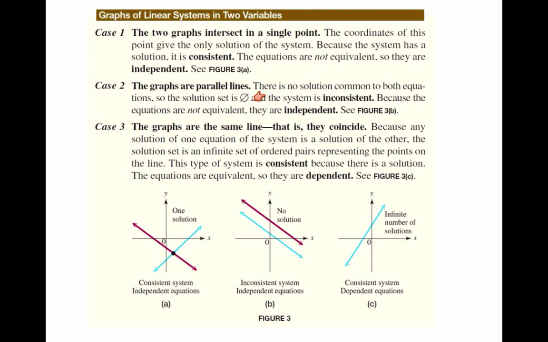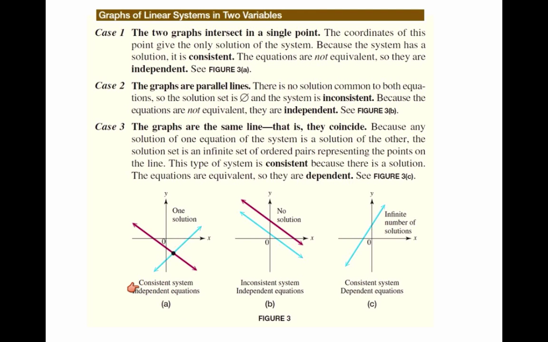Case number 2 would be there's no solution, because the lines are what? They're parallel. But they are still different lines, so they're still independent equations. So independent equations would be when the two lines intersect at some point, or the two lines are parallel. The only time the equations are dependent is when they're the same line, right on top of each other. So this is how you can distinguish whether equations are dependent or independent.